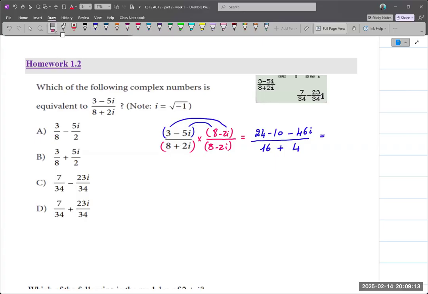Sorry, 8 times 8 is 64. 64, okay. And 2 times 2 is 4. Then we have 14 over 68 will be 7 over 34, minus 46 over 68 is 23 over 34i. That's why the good choice will be 7 over 34 minus 23 over 34i, which is the choice C. And then how can we find it? Is it easy?